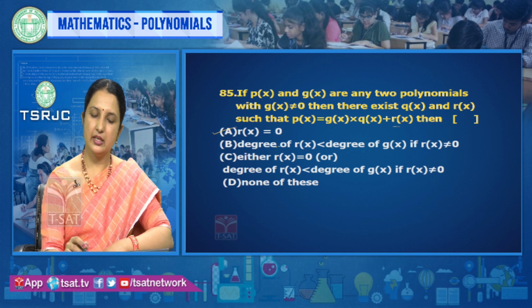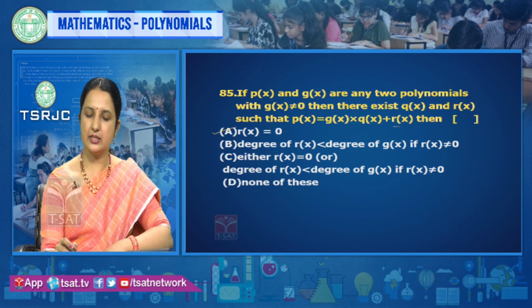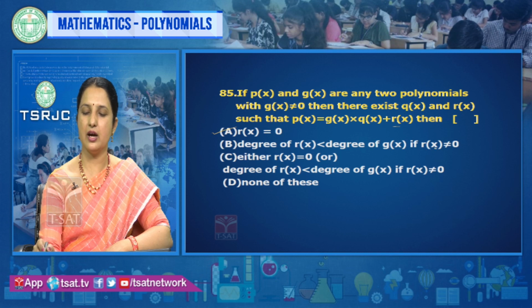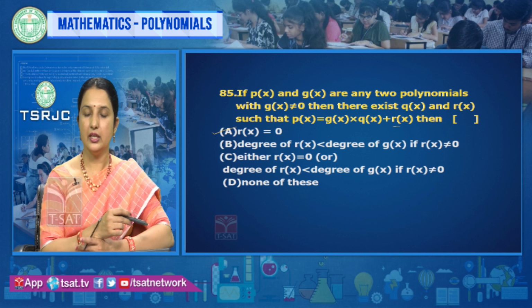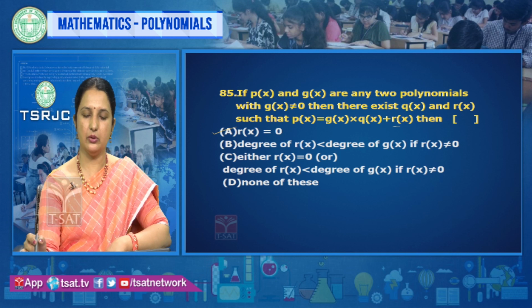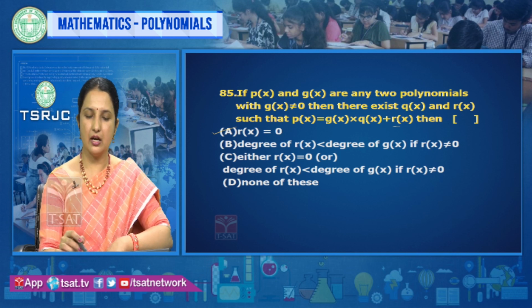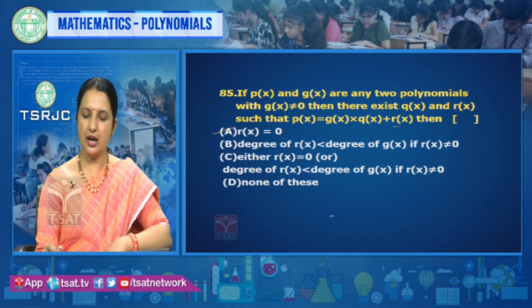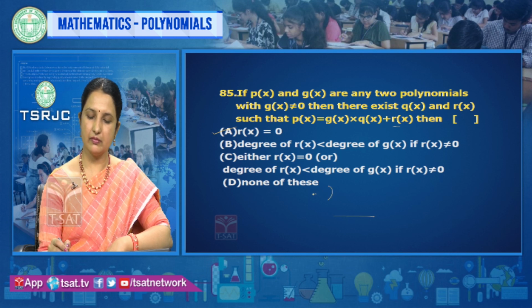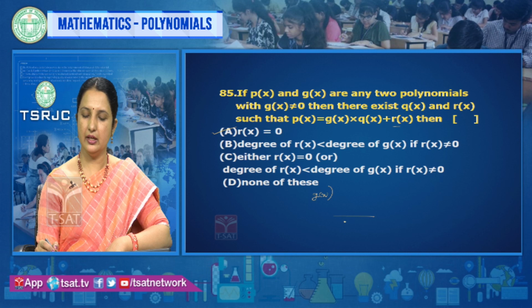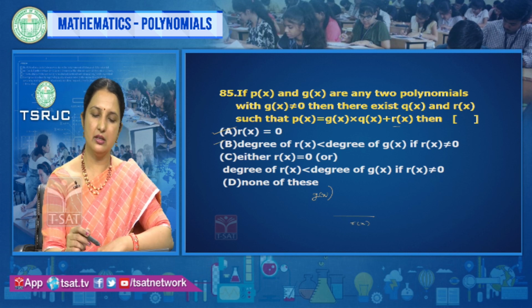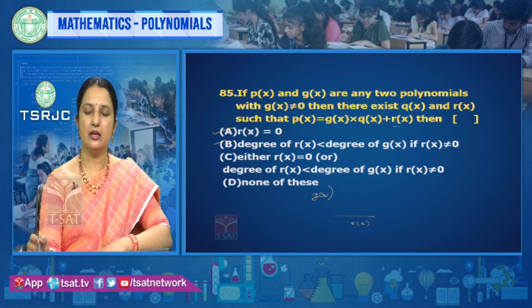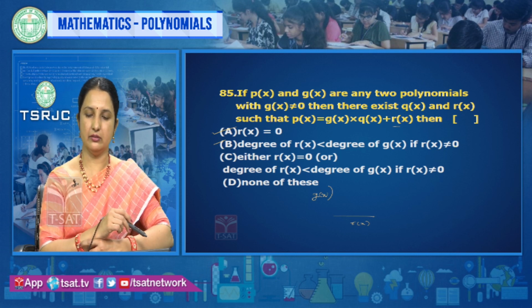The next, degree of r of x is less than degree of g of x if r of x is not equal to 0. If the remainder is not 0, then the degree of the remainder is less than the degree of g of x, the divisor. Here, the degree of the remainder is always less than the degree of the divisor. So this is also correct. When will it be correct? When r of x is not equal to 0.